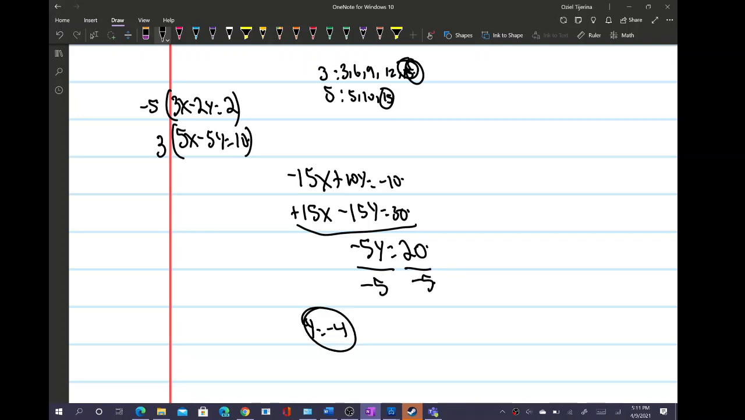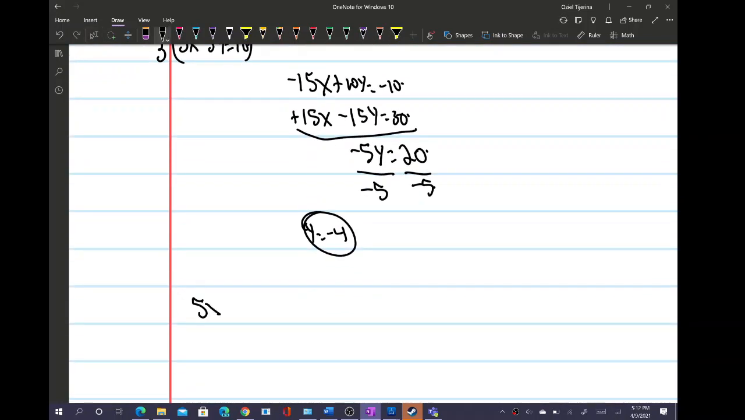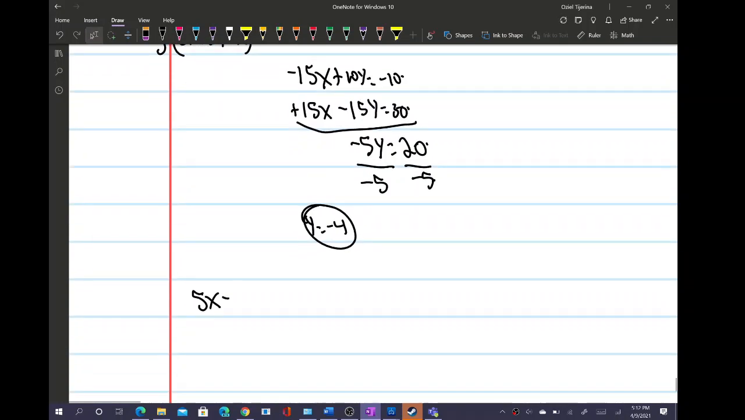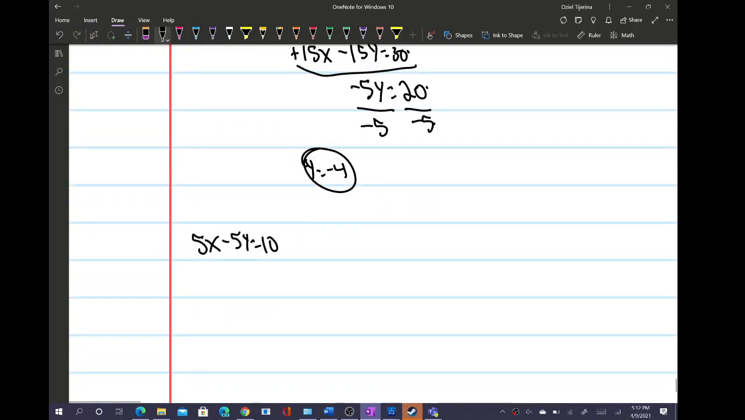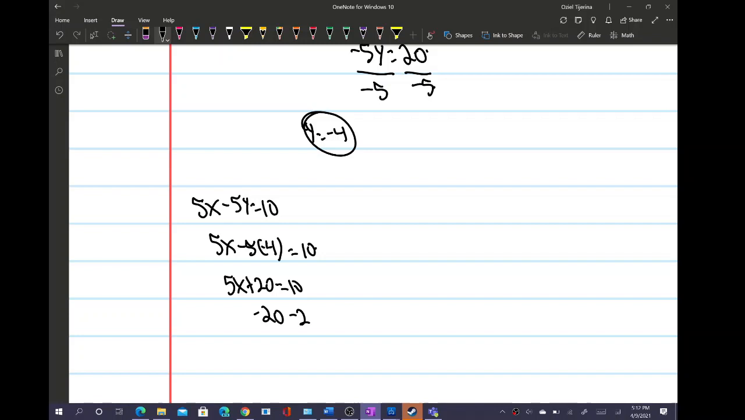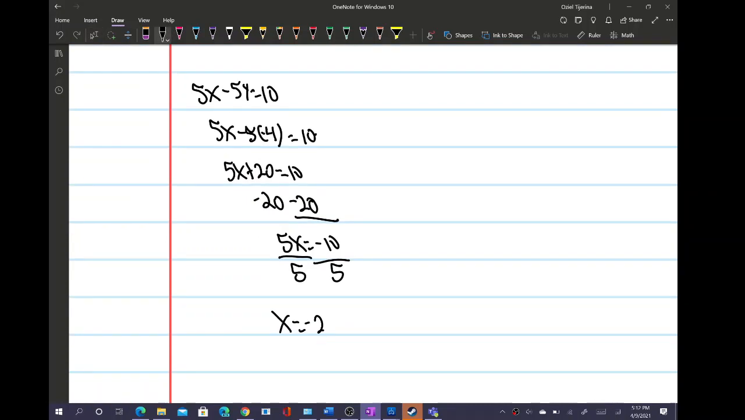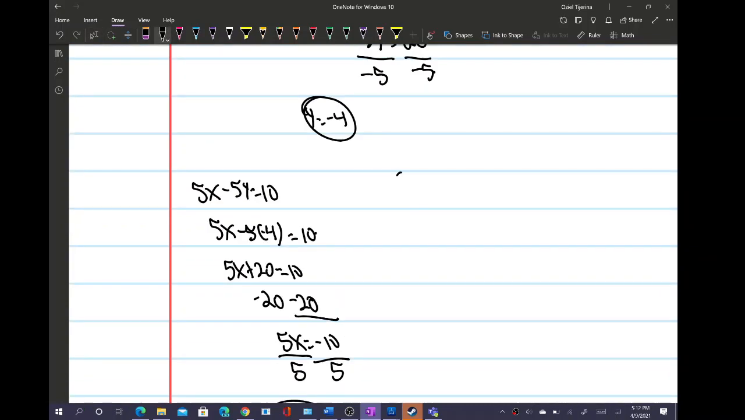Now you want to plug it in with one of your two equations. You have 5x minus 5y equals 10, so that means you have 5x minus 5 times negative 4 equals 10. So then you would say 5x plus 20 equals 10. You subtract both sides by 20, you get 5x equals negative 10. Then you divide both sides by 5, and you get x equals negative 2. So your solution would be negative 2 comma negative 4.